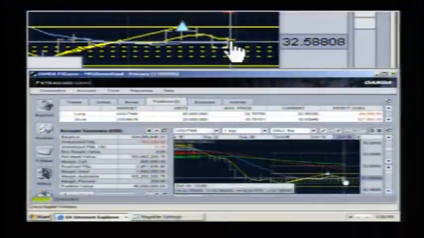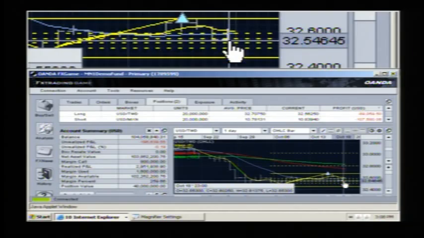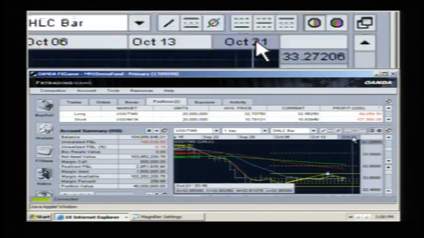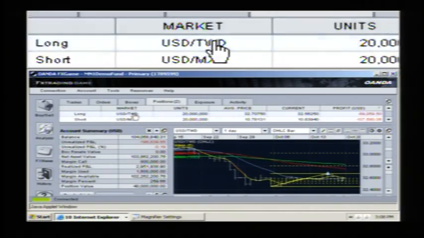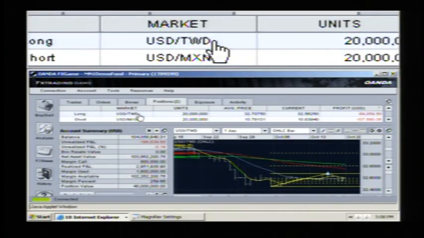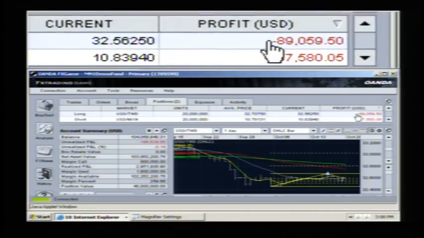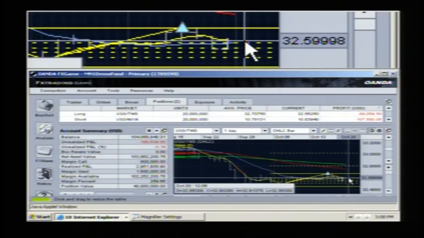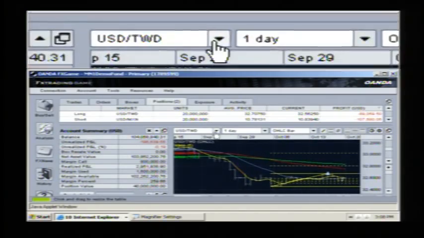We had a little bit of a rally. The market fell down to this Fibonacci level and then bounced right back up. And so it's starting to come up. Our position on the U.S. Taiwan dollar, which is the chart I just showed you, is now moving. It's $89,000 in the negative, but it's turning around and moving up. And then we have a Mexican position on.